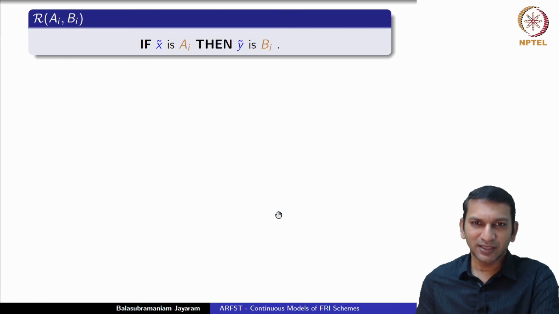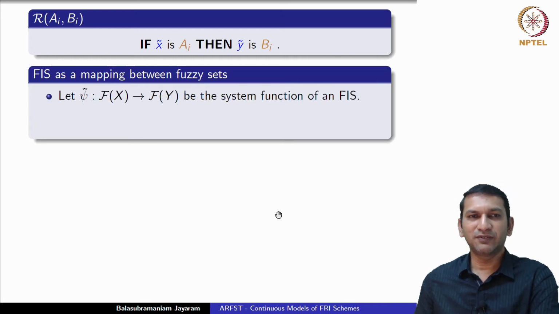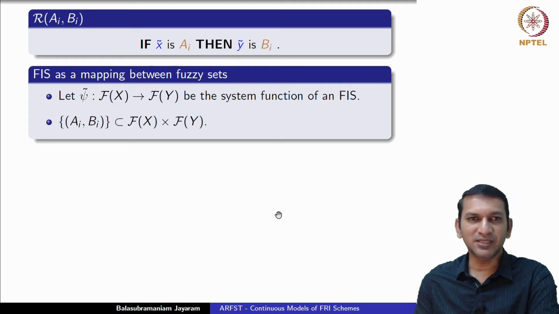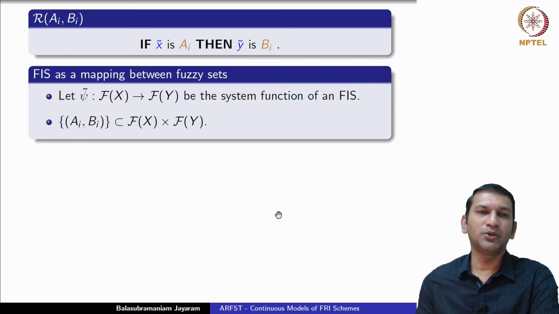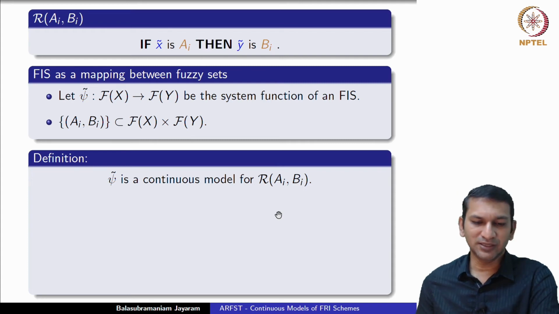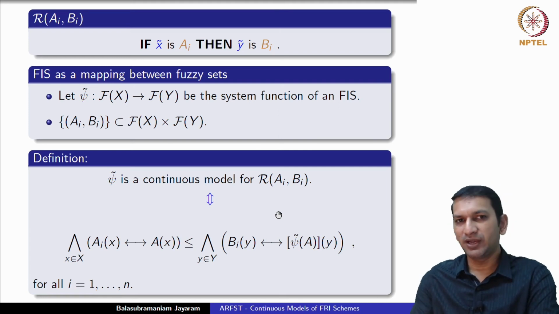Now, let's extend this view. So given this rule base, we want to look at a fuzzy inference system as a mapping between F(X) to F(Y). Now, these antecedent-consequent pairs can be thought of as coming from the Cartesian product of the input and output domains of fuzzy sets. Given this, we could define psi tilde to be a continuous model for this rule base if and only if the following inequality is valid.